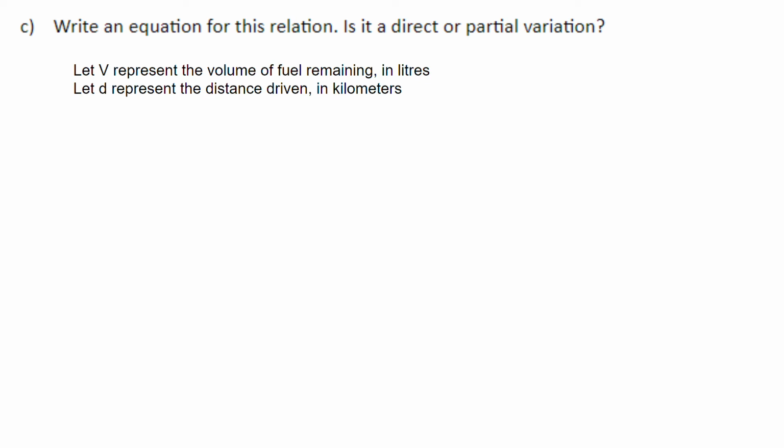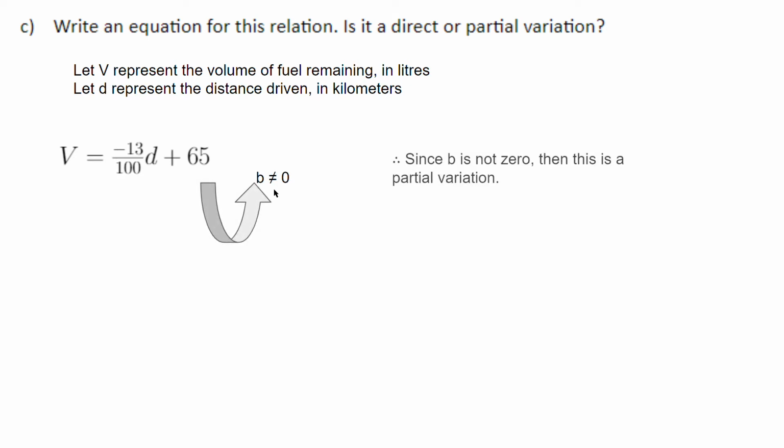We let V represent the volume of fuel remaining in liters, and we let D represent the distance driven in kilometers. Therefore, we have this equation where we have our slope and our y-intercept. Now, we notice that our y-intercept is not 0, so since b is not 0, then this is a partial variation.